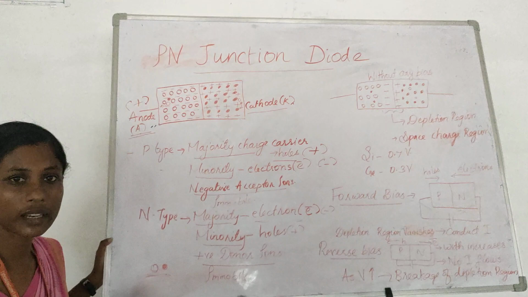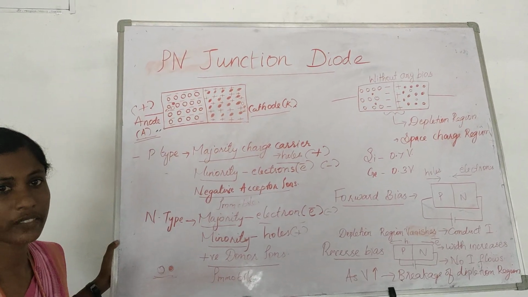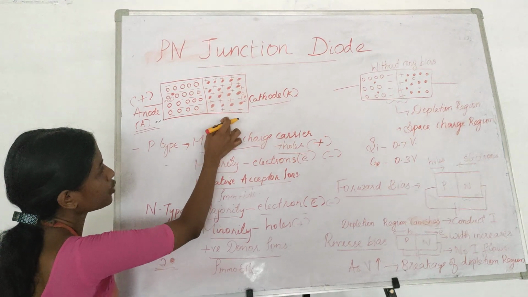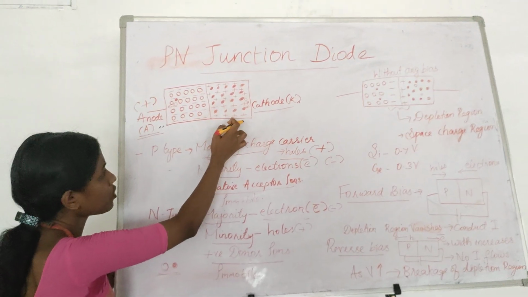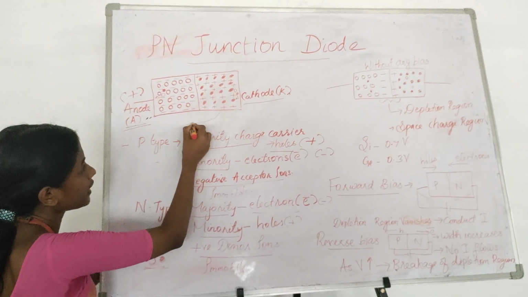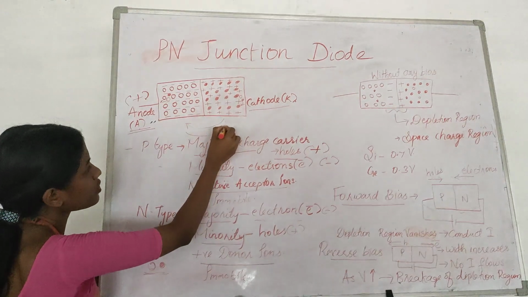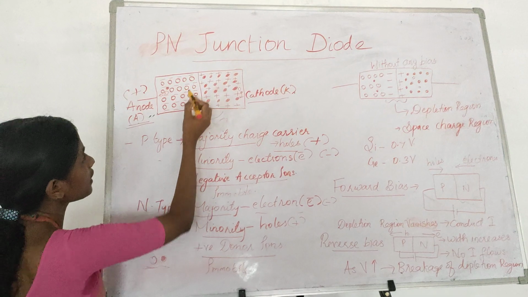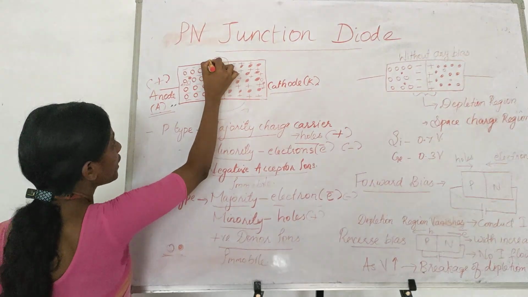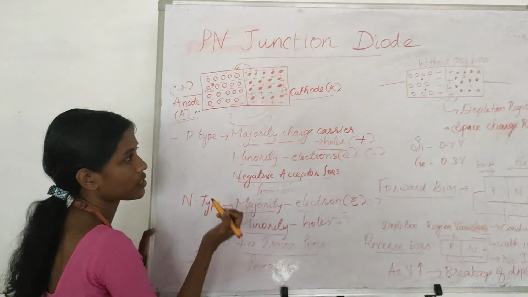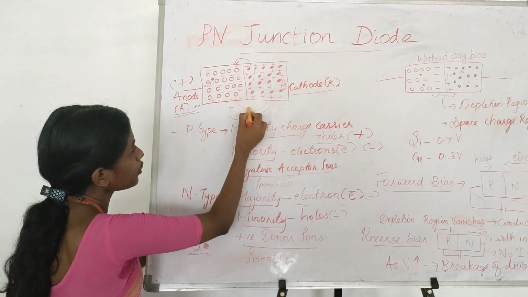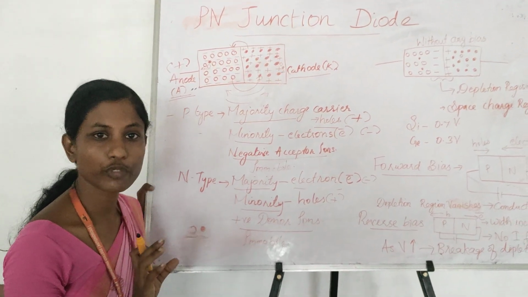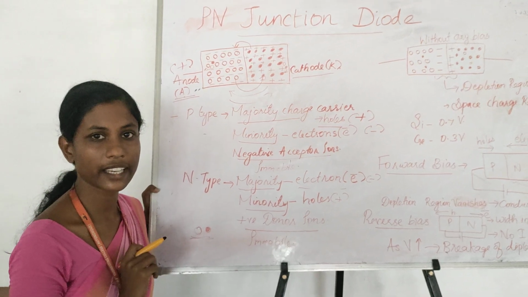In the normal condition, when no bias is given, there is a possibility that the holes are attracted towards negative electrons, and the electrons from the N-type are attracted towards the positive holes. These electrons will come to the P-type material and combine with the holes. Then these holes will move to the N-type material and combine with the electrons. That means recombination of electrons and holes takes place.